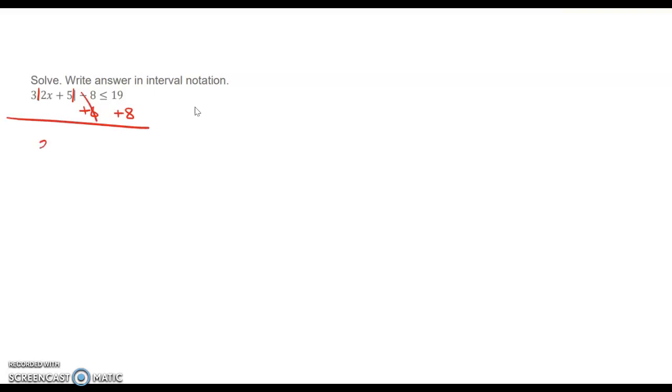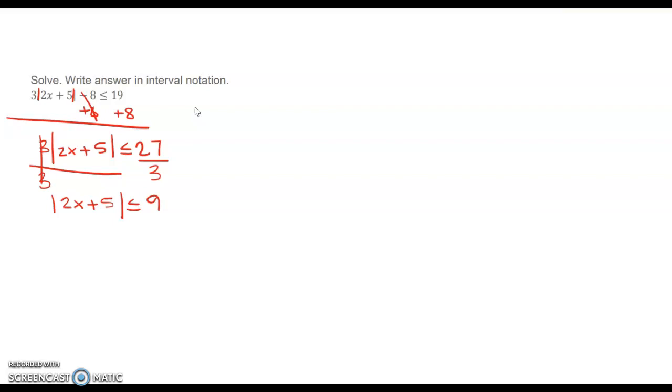So that cancels. I'm left with 3 times the absolute value of 2x plus 5 is less than or equal to 27. Next, we need to get rid of the 3. Because it's multiplied out front, we can just divide it. Divide both sides by 3. So I get the absolute value of 2x plus 5 is less than or equal to 27 divided by 3, which is 9. Okay, now the absolute value is isolated.